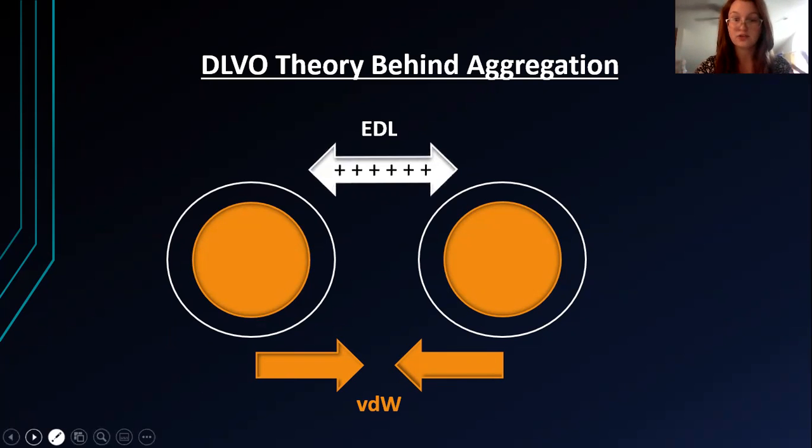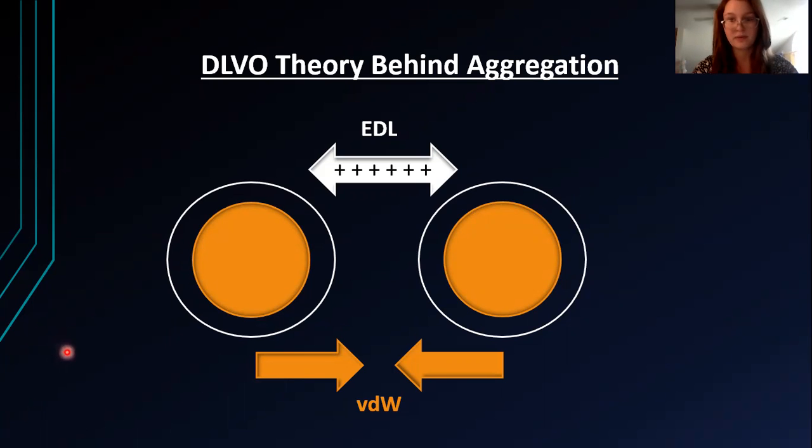Next is that of the electrostatic double layer, EDL, repulsive forces, which takes into account charge. We always know that charge is important when we look at interactions. So the EDL forces take into account the charge of the particles indicated in white and their surroundings and the interactions among them. This may seem like a good theory to understand aggregation.